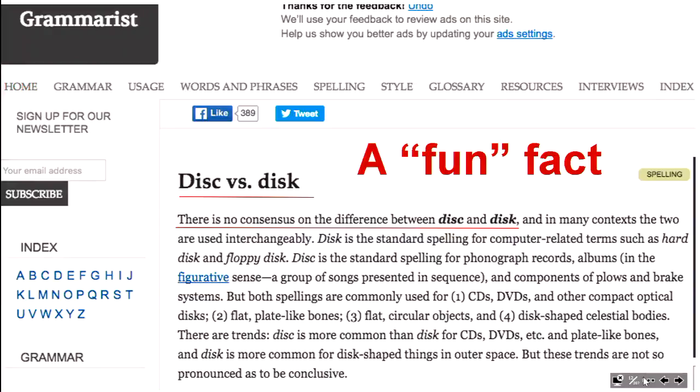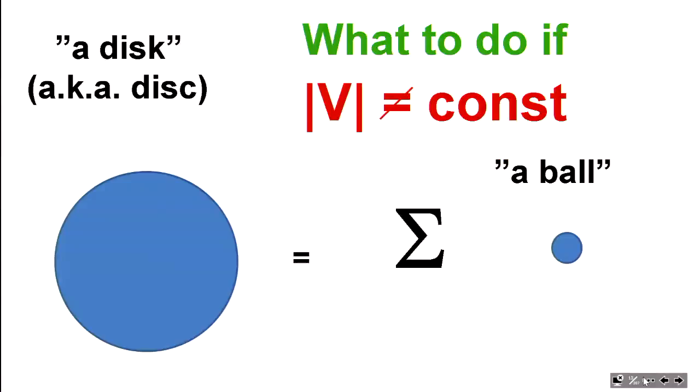If you read the textbook, people use two different spellings for the same object, disk. So what do we need to do to describe the motion of a small object when circular motion is not uniform?